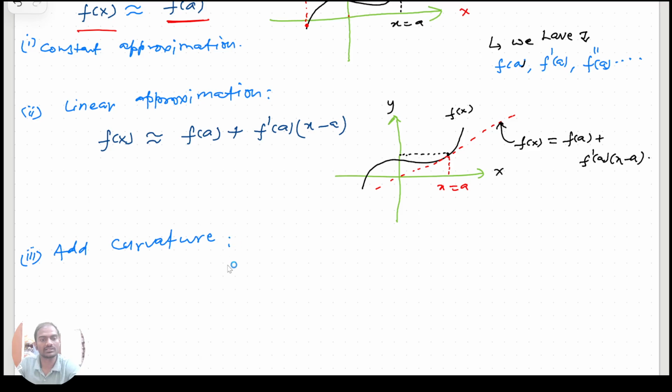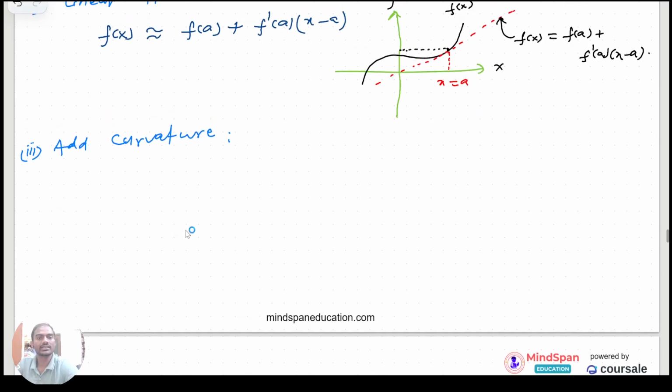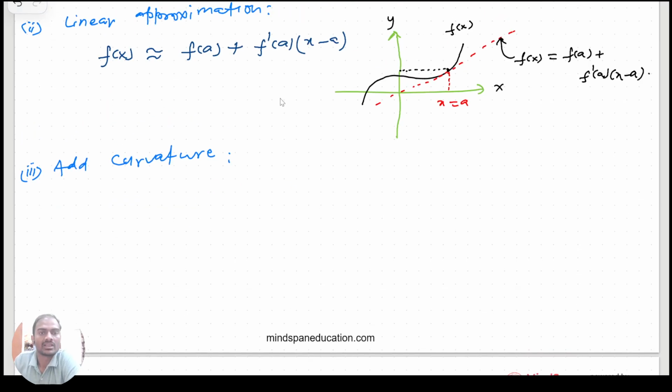Using this curvature information, we can add more information about twists and turns in the graph, right? Then we will go closer to the actual f(x), since it will twist and turn at many points. So we need to add those curvatures, so we need to add higher order derivatives. How do we add those higher order derivatives? Let's see.